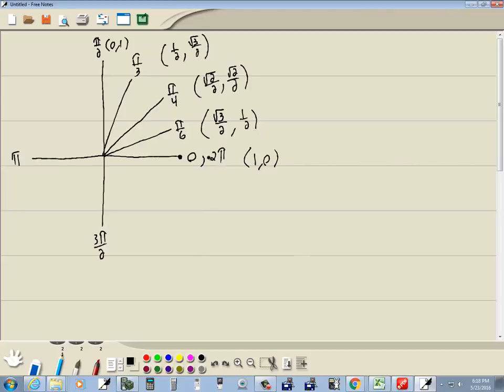How do I remember this? If I look at this point here, I see this is further to the right than this one up here. So this one further to the right should have the square root of 3 on top, because that's greater than 1. But there's different ways you can memorize those. But anyway, that's our first quadrant.